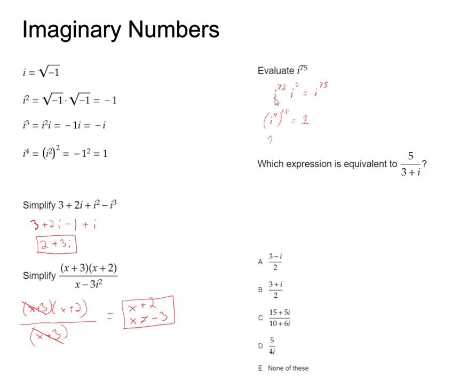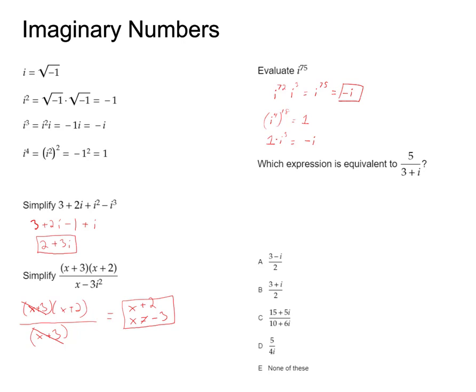So then we're left with 1 times i cubed. We know that i cubed is equal to -i, and -i times 1 is just -i. So that means that i to the 75th power is simply equal to -i.